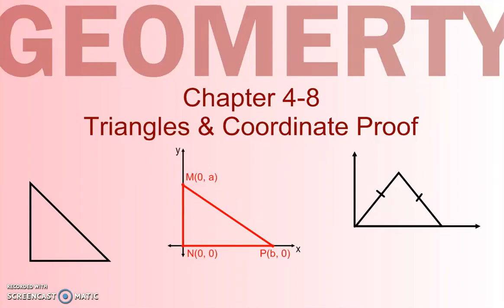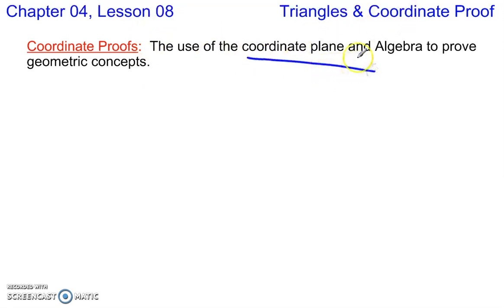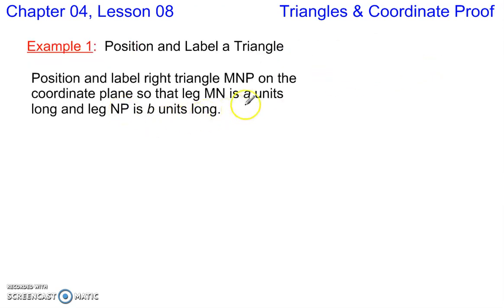Here we go. This is Geometry, Chapter 4-8. We're talking about triangles, and it's gonna be great. Okay, triangles and coordinate proof, ladies and gentlemen. So, a coordinate proof is the use of a coordinate plane and some algebra to prove geometric concepts.